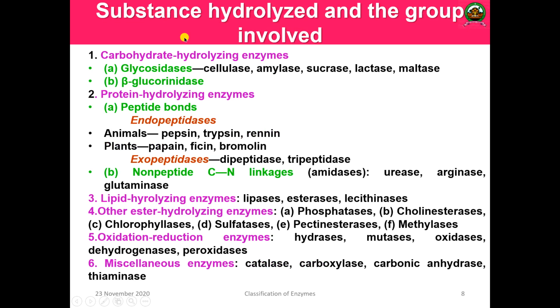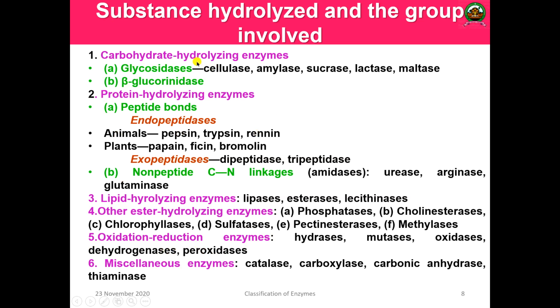Then the next one is the substance hydrolyzed and the group involved. What is the substance that is hydrolyzed and what major groups are involved? Based on that, there are 6 enzyme classifications. One is carbohydrate hydrolyzing enzymes. Next is protein hydrolyzing enzymes. Third is lipid hydrolyzing enzymes. Fourth is other ester hydrolyzing enzymes. Next is oxidation reduction enzymes. Next is miscellaneous enzymes. So like that, there are 6 groups of classification.